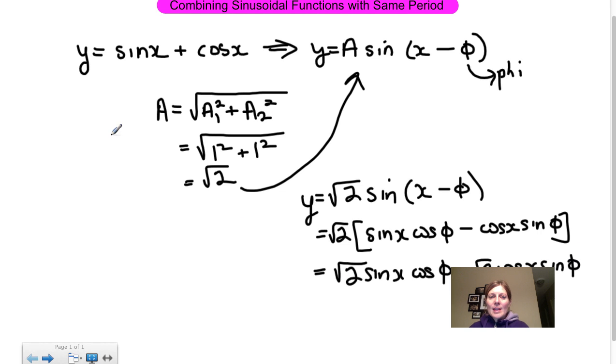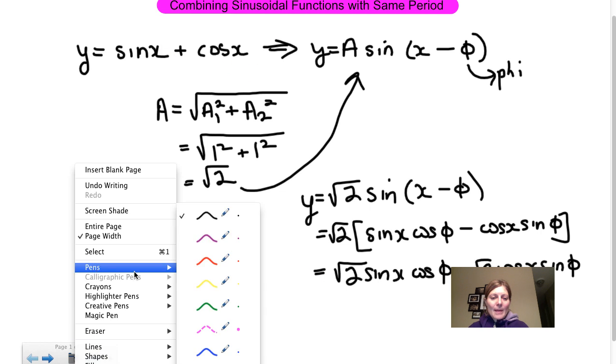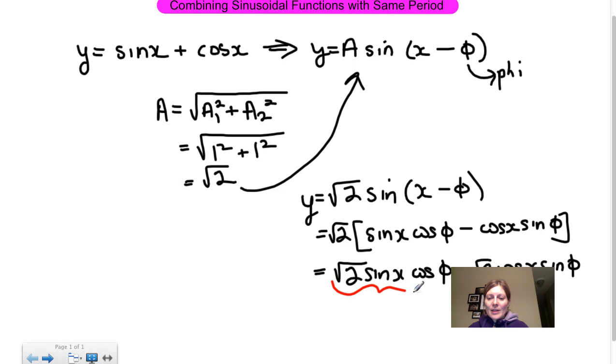Okay, now here's the thing. Sine x plus cos x are combining together to give us this new equation of the function. So this term plus this term are going to add together. In the same way, this term here and this term here are going to add together. So I can use these two terms from the original function and set them equal to each part of this new equation of the function. So I'm going to write this as sine x, and I'm going to write this one as cos x.